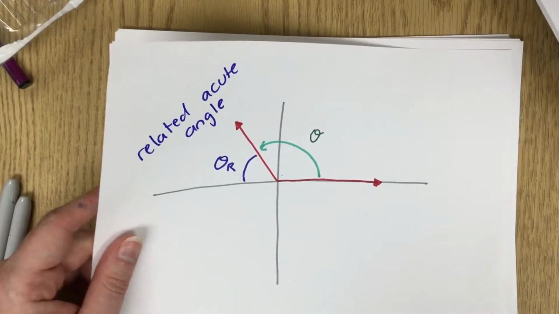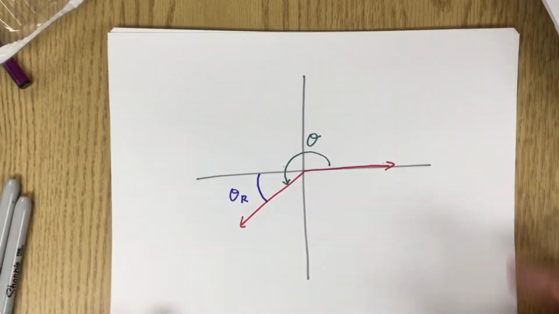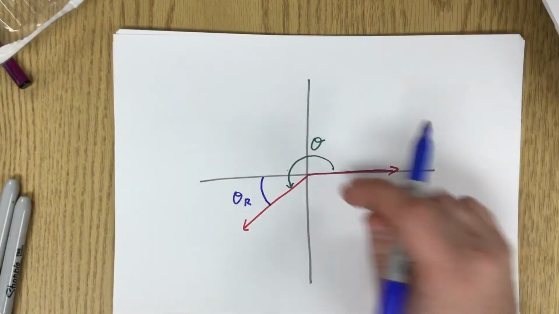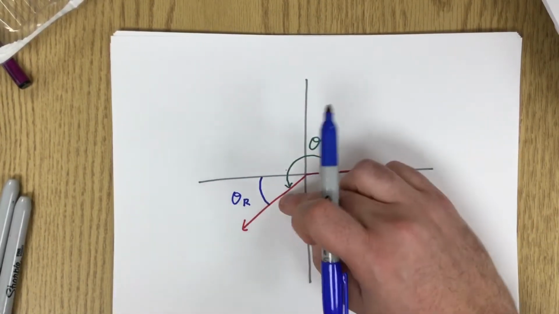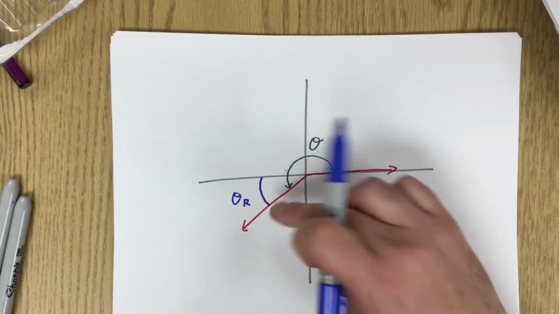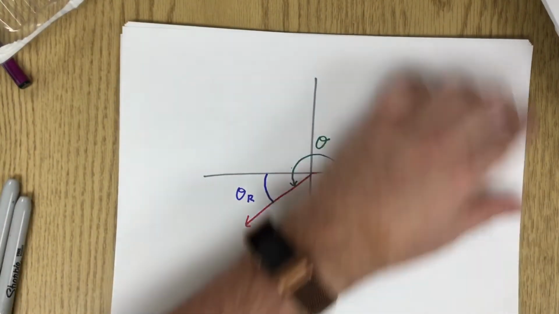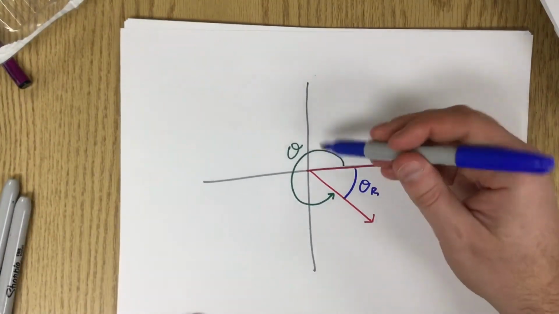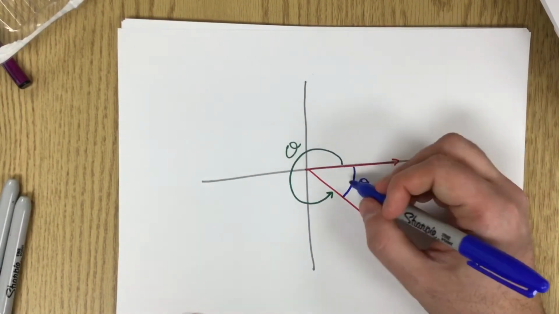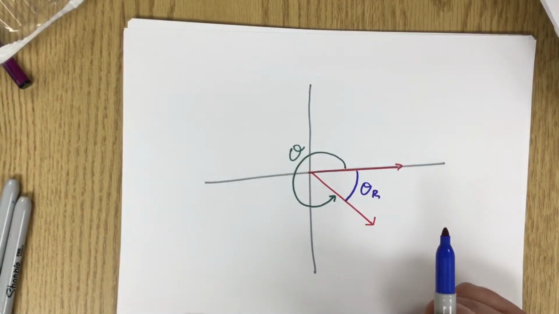And depending on the quadrant you're in, this could look pretty different. So for example, in the third quadrant, you can see I've drawn the initial arm, the terminal arm, and the related acute angle is between the terminal arm and the nearest x-axis, not the y-axis, the nearest x-axis. If you're in the fourth quadrant, there's the angle, and the related acute angle is again between the terminal arm and the nearest x-axis.